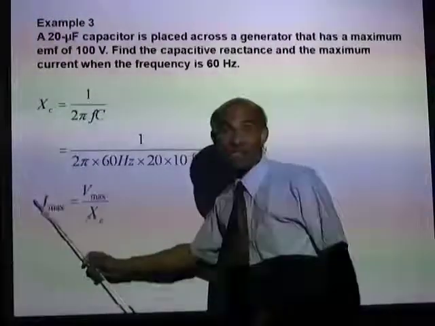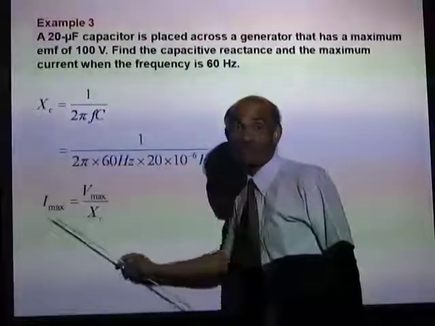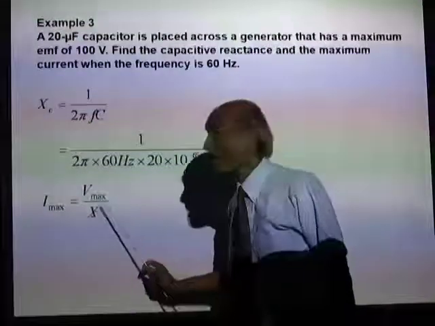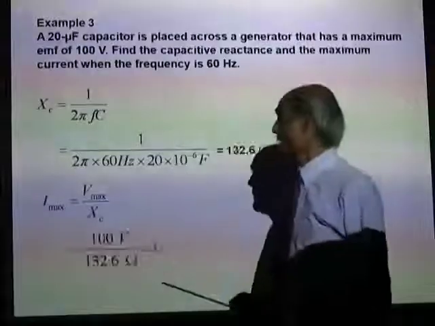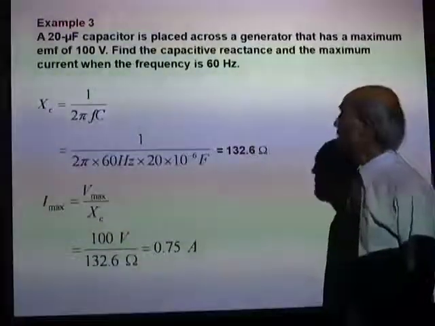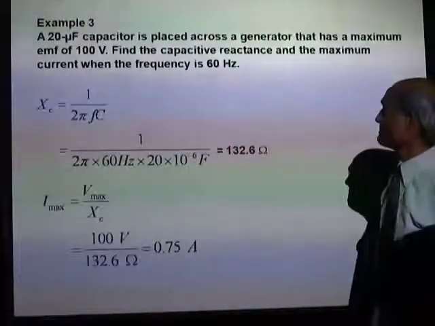Now, the maximum current is maximum voltage divided by the reactance. You can see the same situation, Ohm's law, I equals V over R. In this case it is not R but reactance. And we know all these values. So the maximum current is 0.75 ampere.